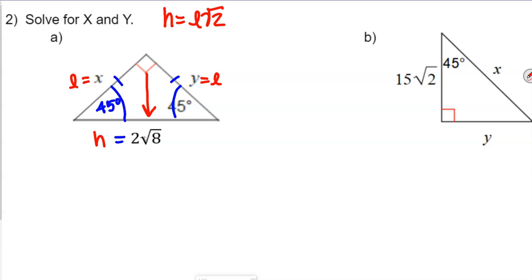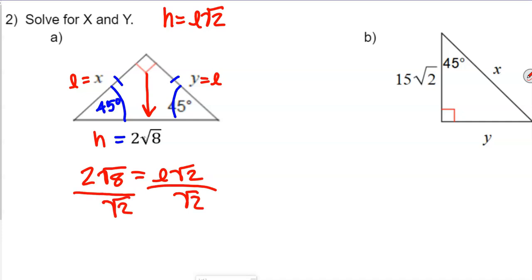Okay, so we're going to use our H formula to solve for L, okay? So that means we're going to put 2 square root of 8 is equal to L square root of 2. So we're going to divide both sides by the square root of 2.